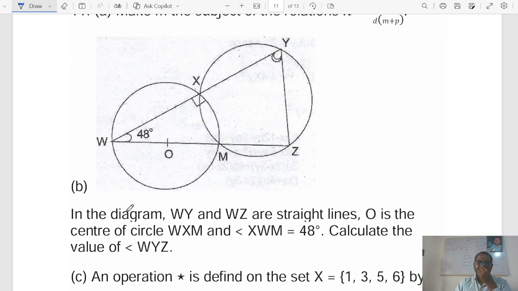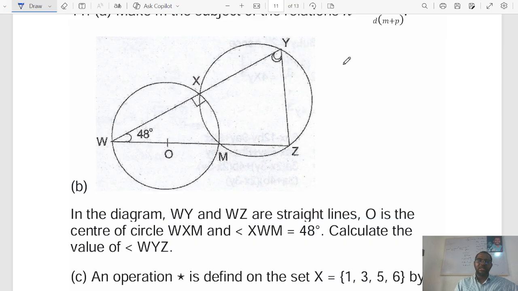The second one says in the diagram, WY and WZ are straight lines. O is the center of the circle, and the circle is WXM. Angle XWM is 48 degrees. Calculate the value of angle WYZ, that means at Y here. So this is where we want to calculate.